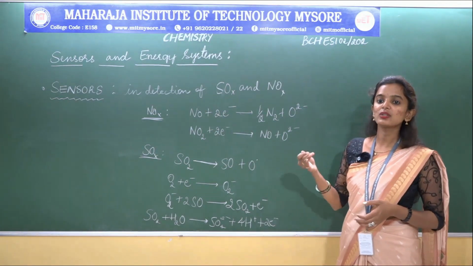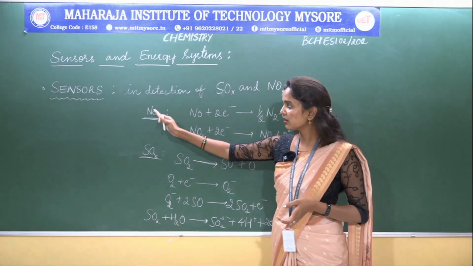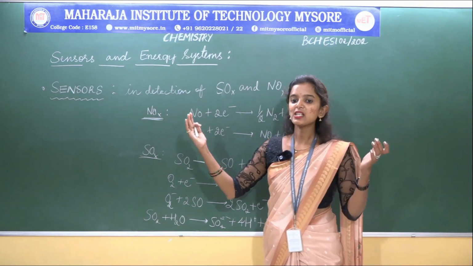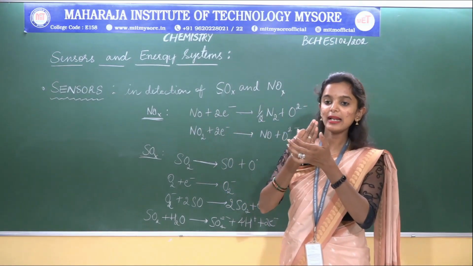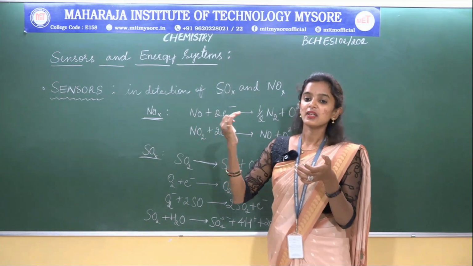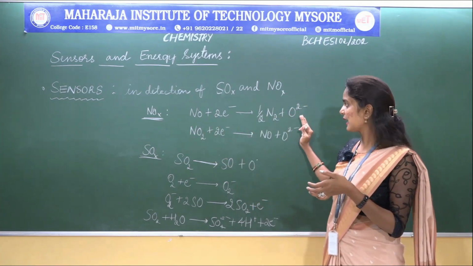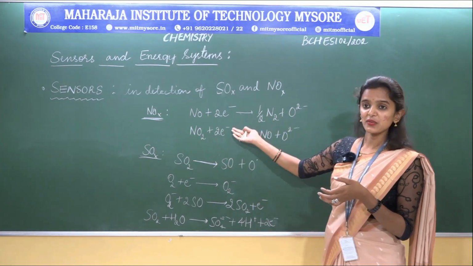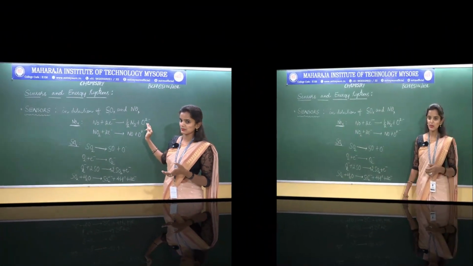So it's all about the formation of that chemical resistance, which is due to the interaction of your toxic gas and your electrode. When the sensor comes in contact with your analyte, there occurs a change in resistance, which in turn indicates the amount of product formed and the amount of toxic gas present in that particular region.